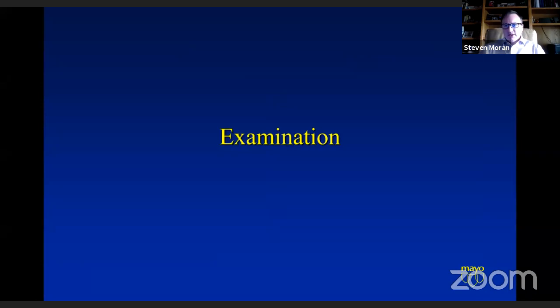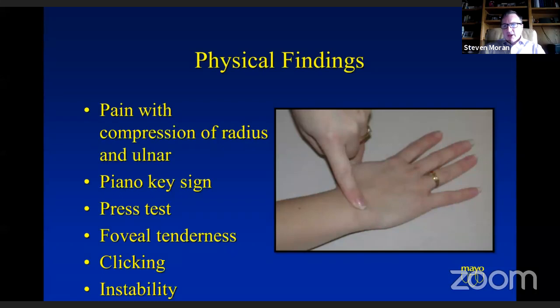So now I'll just take the last 5 minutes and quickly move on to examination. I'm not going to focus on the entire five tiers as presented before, but just really looking at the bottom floor and the second floor. So we're really going to be focusing on just the DRUJ. And these patients will come in and they can point on their wrist where their pain is. And it's coming usually over the ulnar head or over the triquetrum.